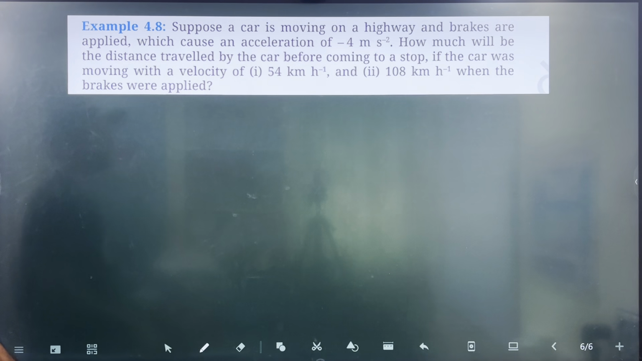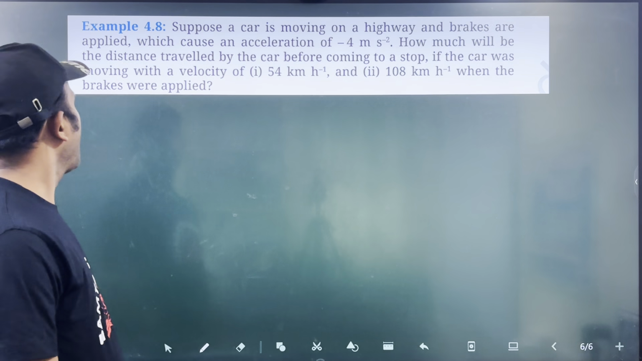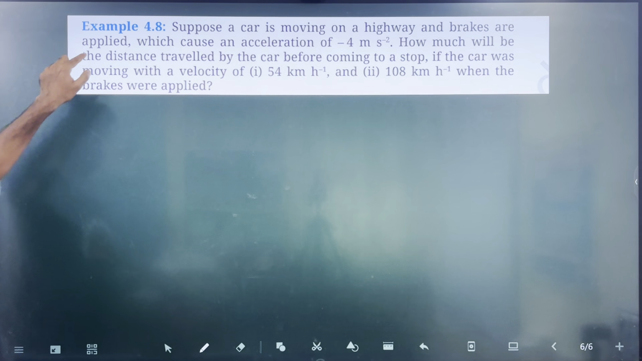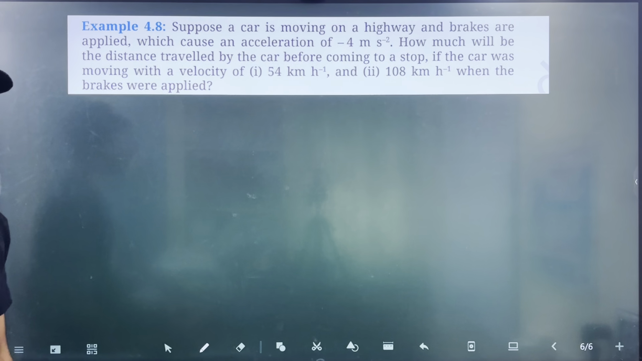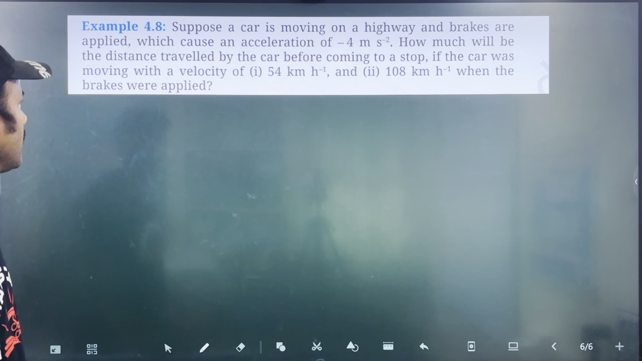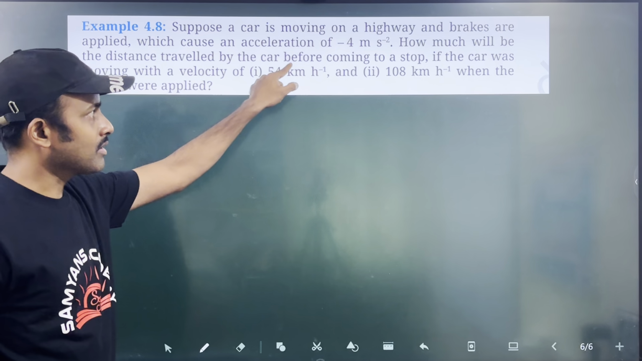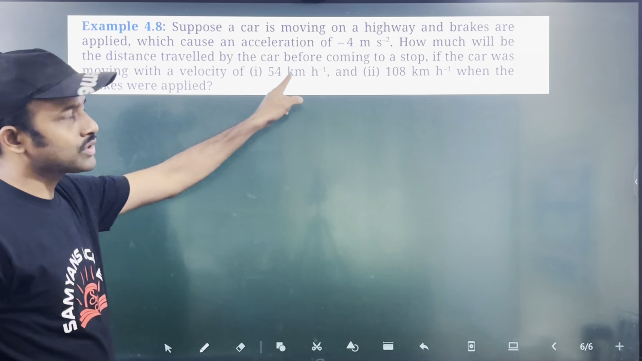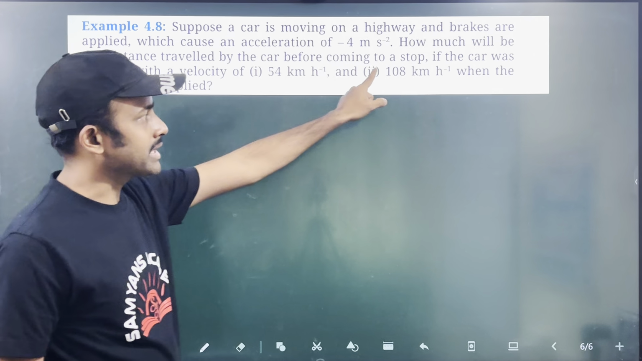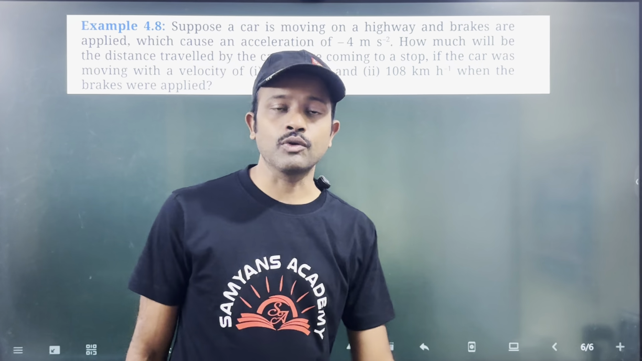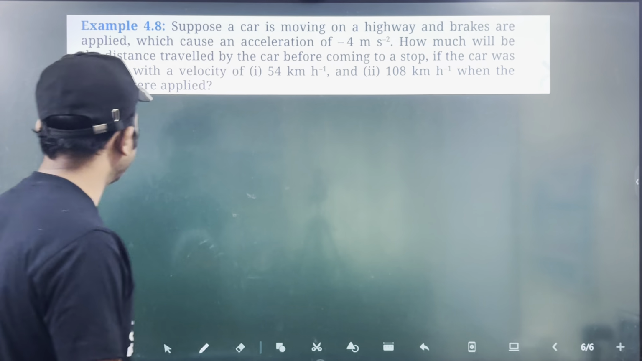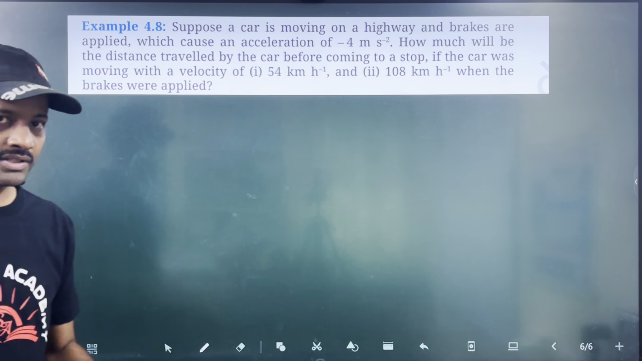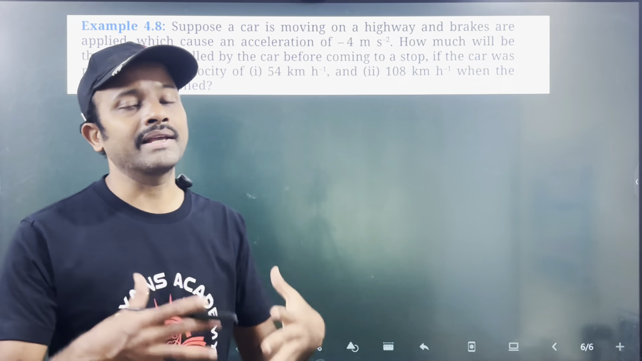Suppose a car is moving on a highway and brakes are applied, which cause an acceleration of minus 4 meter per second square. How much will be the distance traveled by the car before coming to a stop? If the car was moving with a velocity of 54 km per hour, and in the second situation it moves with 108 km per hour. So suppose the car is moving with some speed, and suddenly you apply the brake.